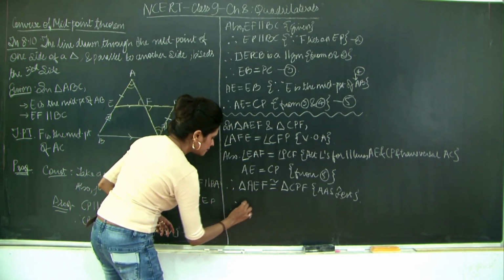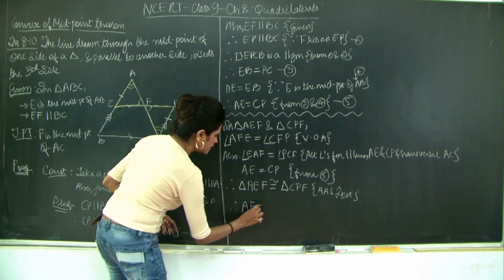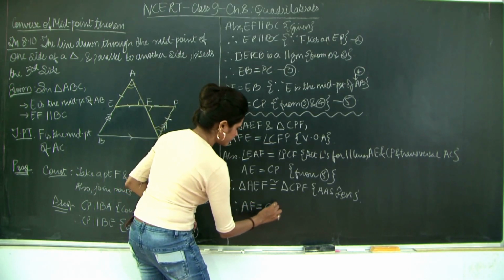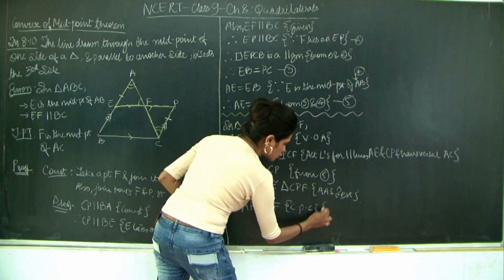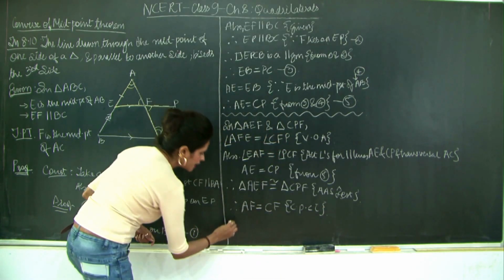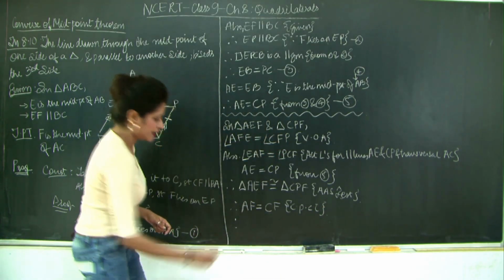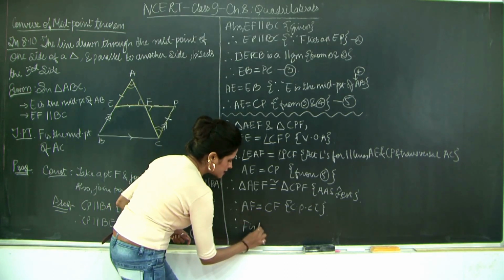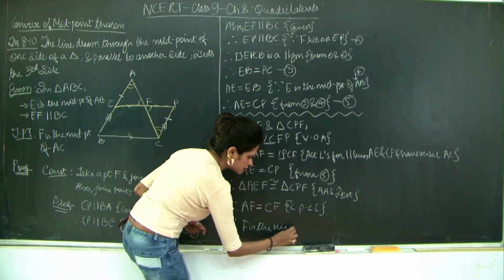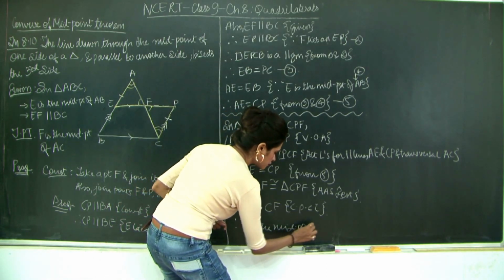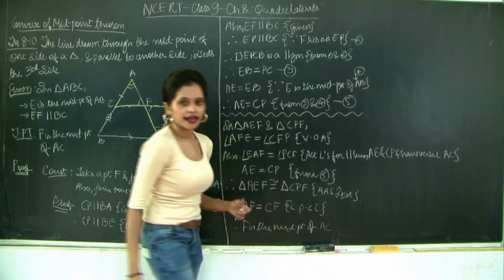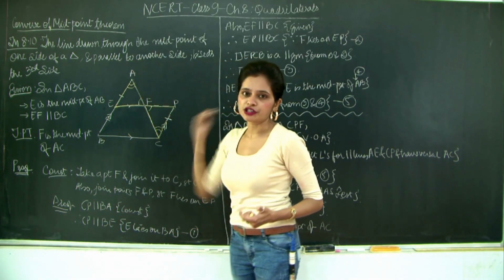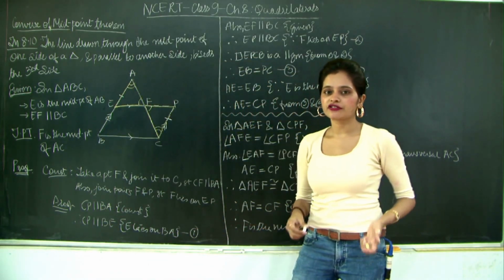Therefore, what can I say? That AF is equal to CF. Why? Through corresponding pair of congruent triangles, the short form of which is CPCT. Therefore, what does this imply? That F is the midpoint of line segment AC. Hence, the theorem is proved. So, this was about the converse of midpoint theorem.